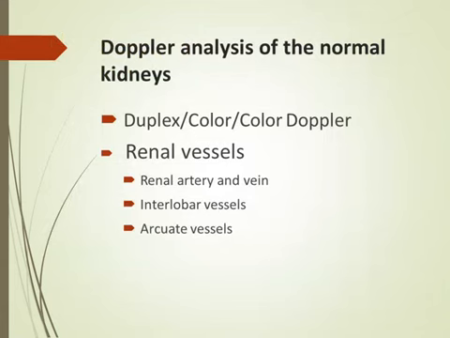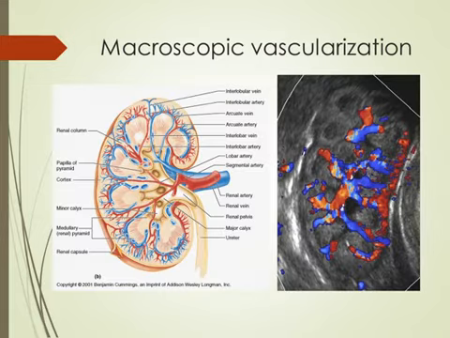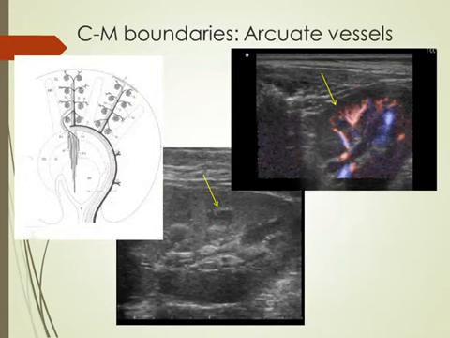Do we use Doppler? Sure, we should use Doppler to see renal vessels, but as I mentioned already, it might be difficult to use in small children. The renal vasculature is well known, and particularly interesting are the arcuate vessels that determine the limit between the cortex and the medulla. They appear on standard ultrasound as an echogenic line that you can see in the lower middle of the slide, and it highlights on a color Doppler.